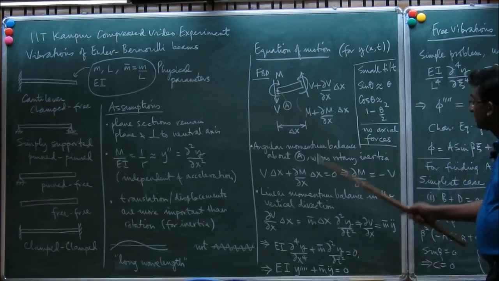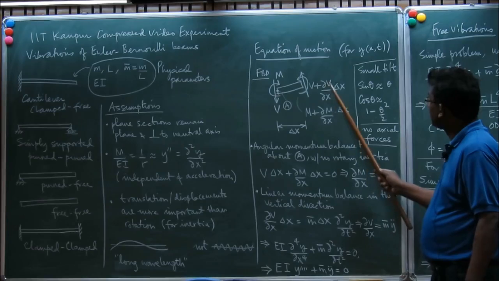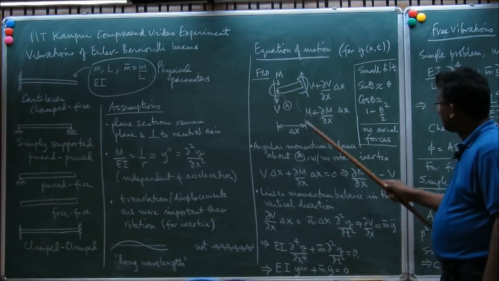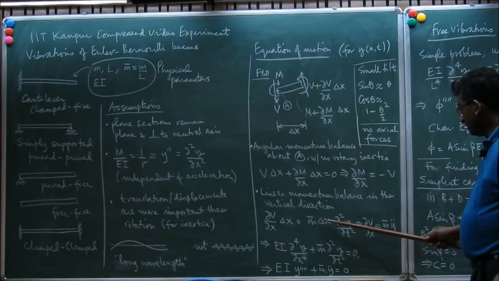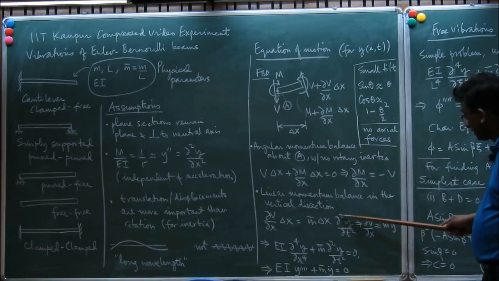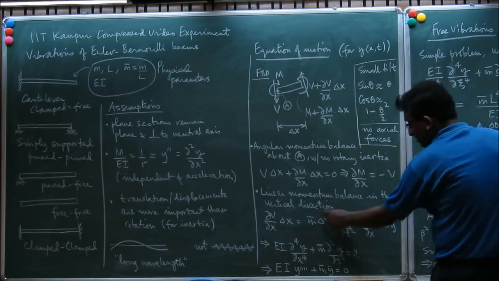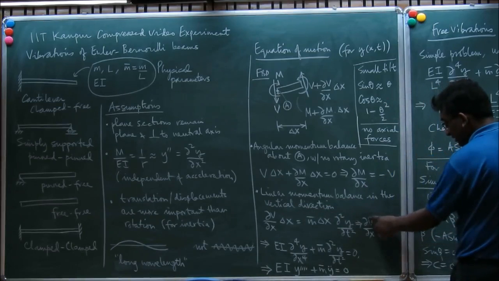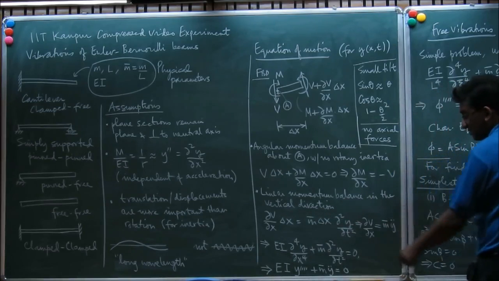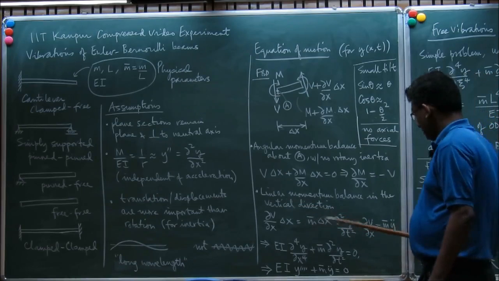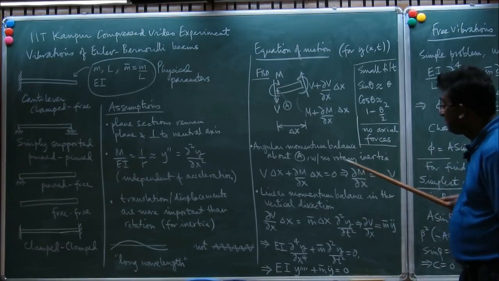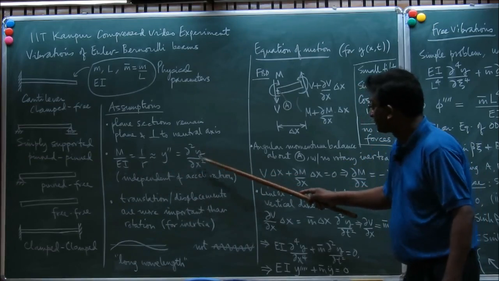Linear momentum balance in the vertical direction. The net force in the vertical direction is del V del x times delta x. That's here. This is equal to the mass, which is m bar times delta x, times the acceleration of that point, x held fixed, therefore del squared y del t squared. Once we cancel the delta x, we write del V del x is equal to m bar times this y double dot, which is the same as del squared y by del t squared. Now, this V is known in terms of M. This M is known in terms of del squared y del x squared.